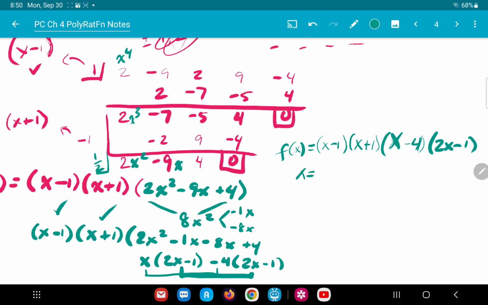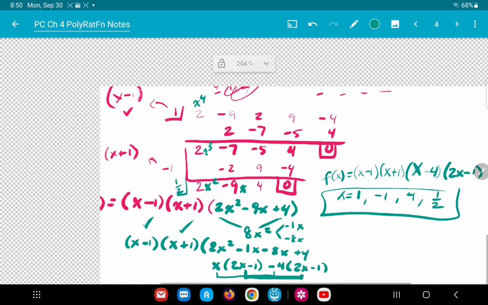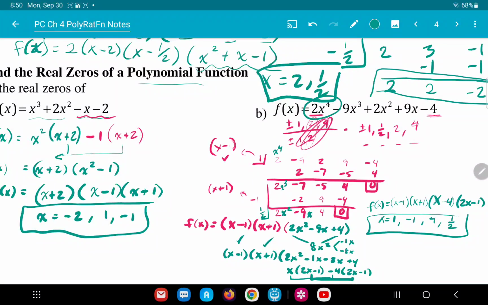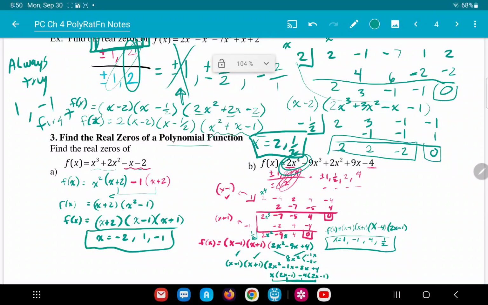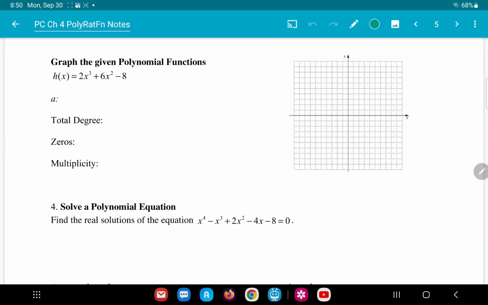We have our zeros at positive 1, negative 1, 4, and that'll give us 1/2. So we have our 4 zeros, and that's for our problem with 2x to the 4th power there. Okay, so you can see that we needed the rational root theorem there. All right, let's go on to the next page.